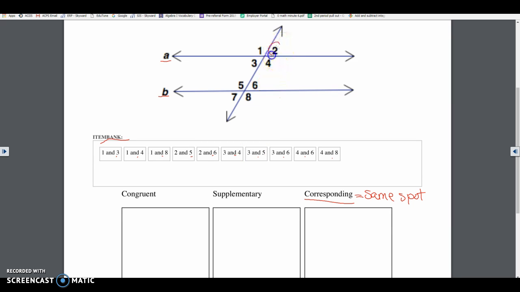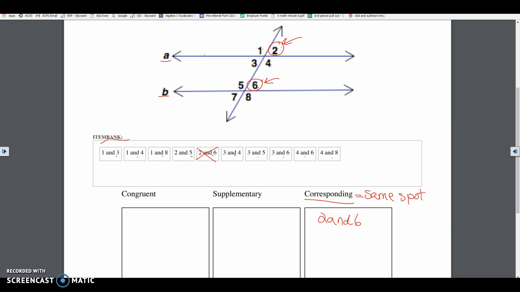What's in the same spot is angle 2 and angle 6. The reason I know is because out of angles 1, 2, 3, and 4, angle 2 is in the top right on this parallel line A. And 6 is the corresponding angle to 2 because on line B, it's in the same top right-hand spot. So corresponding means they're in the same spot on the parallel lines. I would just write 2 and 6 in this category, and then cross that out. That one's finished. There are 10 of these to get through.